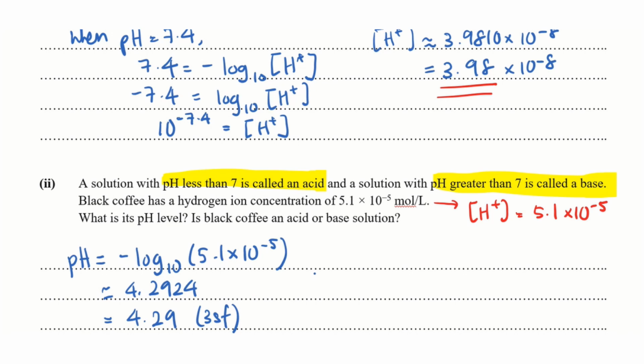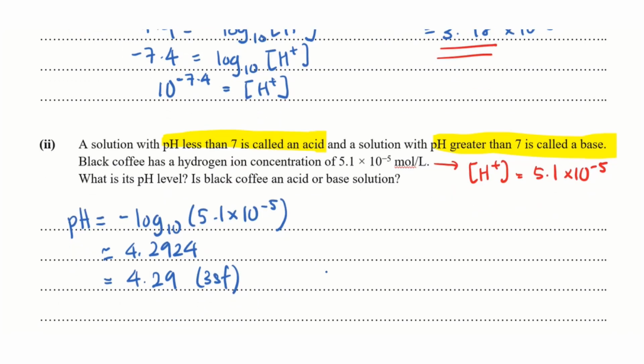Now that we see that the pH value is 4.29, that is actually less than 7. So therefore, we can say that the black coffee is actually an acid solution.